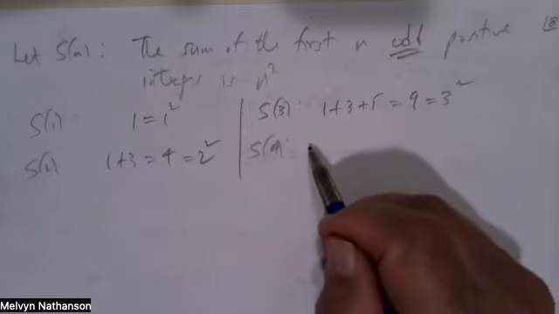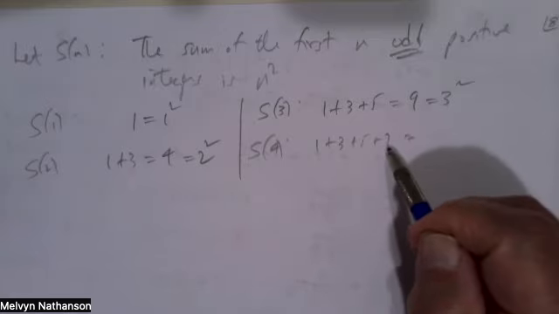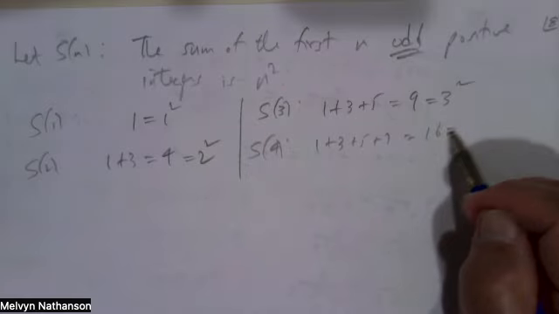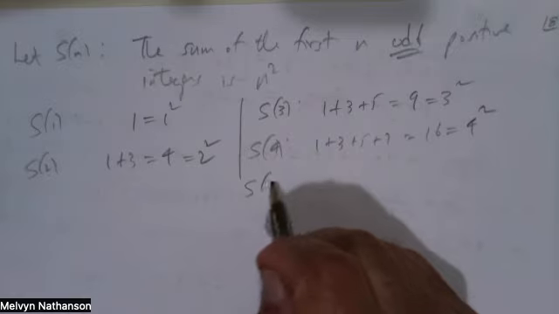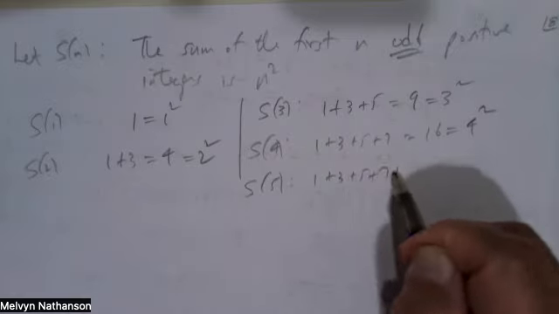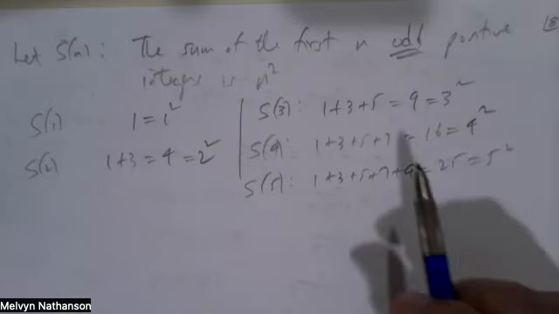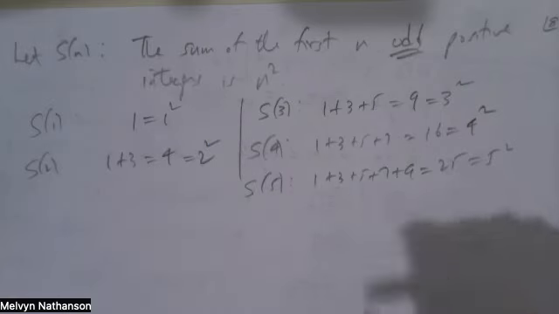What's the sum of the first four odd positive integers? Add it up. You get 16. That's 4 squared. That's a miracle. What about S of 5? If you take the sum of the first 5 odd positive integers and you add it up, you get 25, which is 5 squared. So this statement is certainly true for n equal 1, 2, 3, 4, and 5.